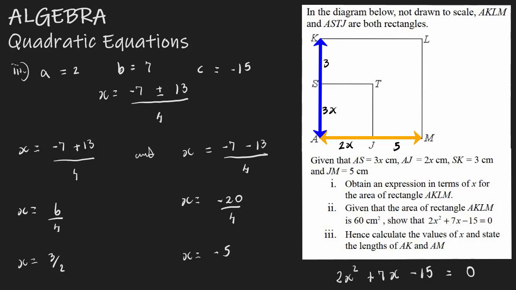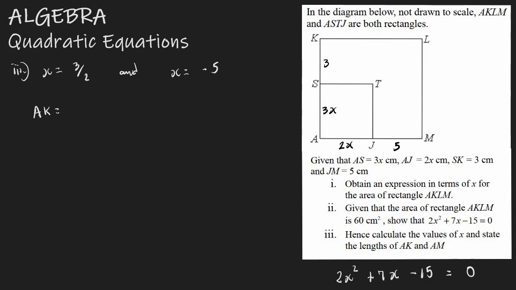We just calculated the values of x. We need to now state the lengths of AK and AM. Recall that length is a scalar quantity, which means it cannot be negative. Therefore, the value of x, which we will use to find the lengths of AK and AM, is equal to 3 on 2.